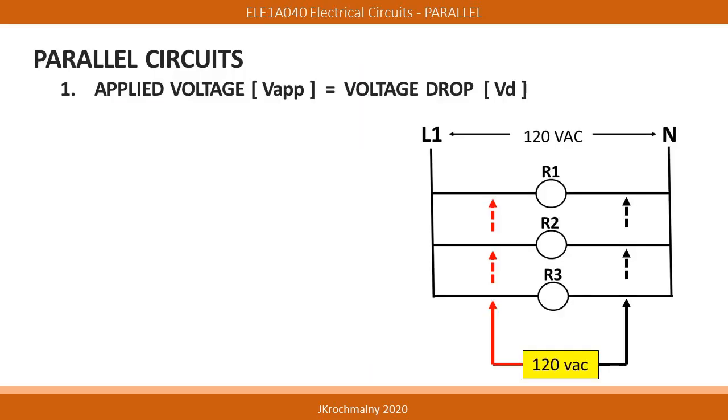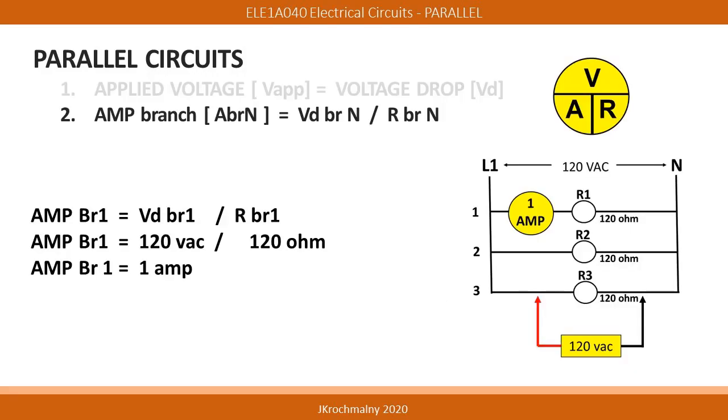In parallel electric circuits, there are 4 laws to apply to determine circuit values. The first law of parallel electric circuits states that the applied voltage to a circuit wired in parallel will be the same as the voltage dropped across each load in a branch.